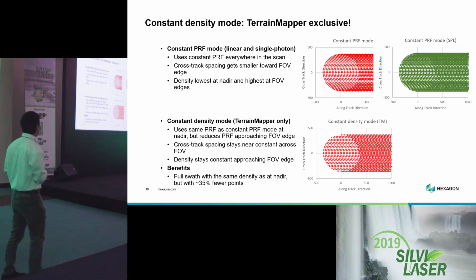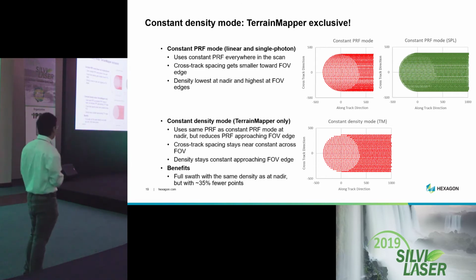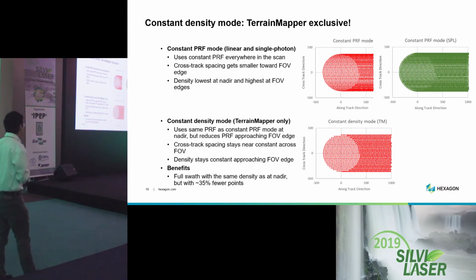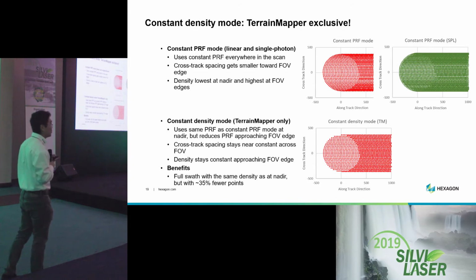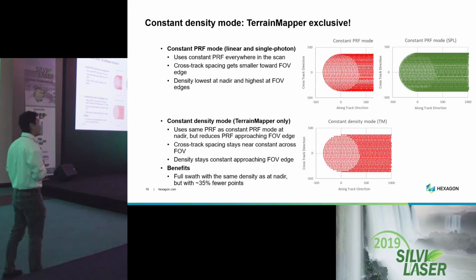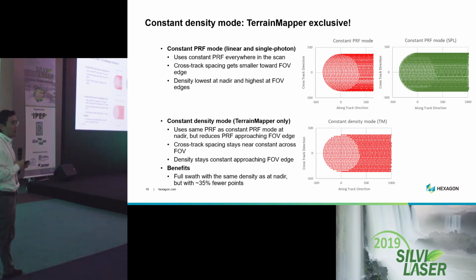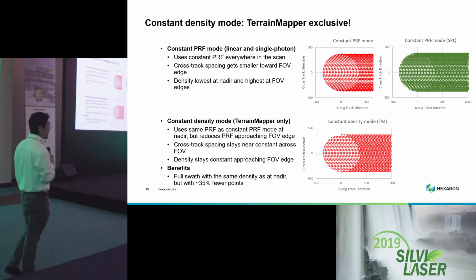So why is that? Basically, with this constant density mode, the system starts with the same pulse rate frequency as in the constant mode, so we have the highest rate. But as it approaches the edge of the field of view, it automatically starts to reduce the pulse rate frequency, so we can have a very even distribution pattern of points. So what is the benefit of that?